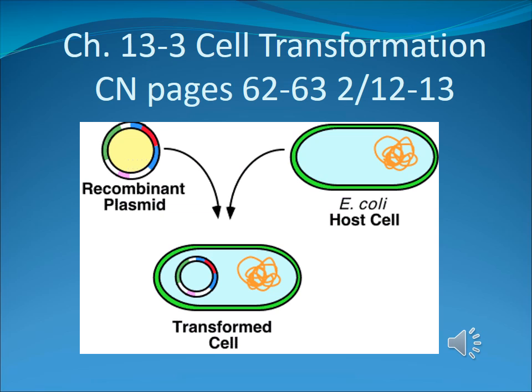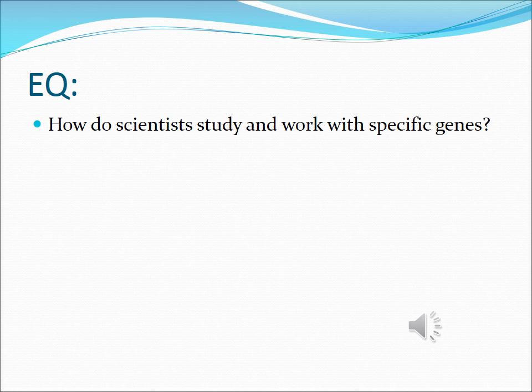Today we're going to learn about what technology we use now in order to do whatever we want with DNA. Basically, by learning to manipulate DNA, we now are able to do incredible things. And this is just the beginning of what we're looking at today. So today we're starting with the EQ. The essential question of today is, how do scientists study and work with specific genes? So go ahead and write that down at the top of your page.